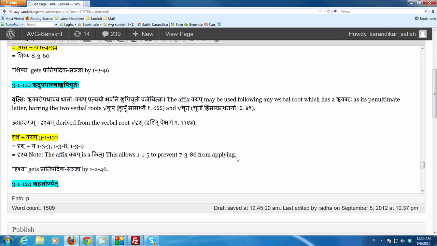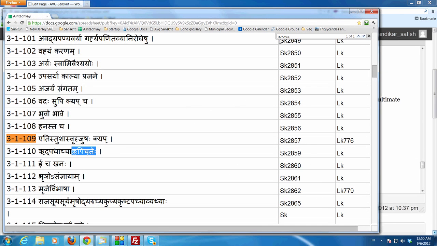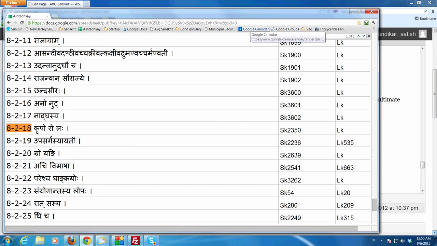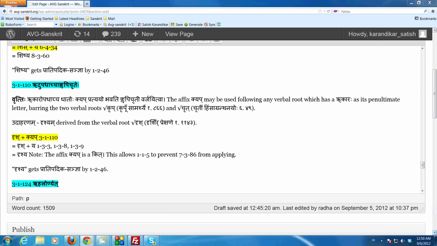There is a sutram which we have referred to in the comments, I think. Sutram is 8.2.18 in the Tripadi section. 8.2.18 there is a sutram kruporo laha. So that is what the rikara of krip, rikaraha, gets replaced by rikaraha. But in the dhatu partha, the dhatu is kripu samarthye. So it does have a rikara as the upadha in the dhatu partha.